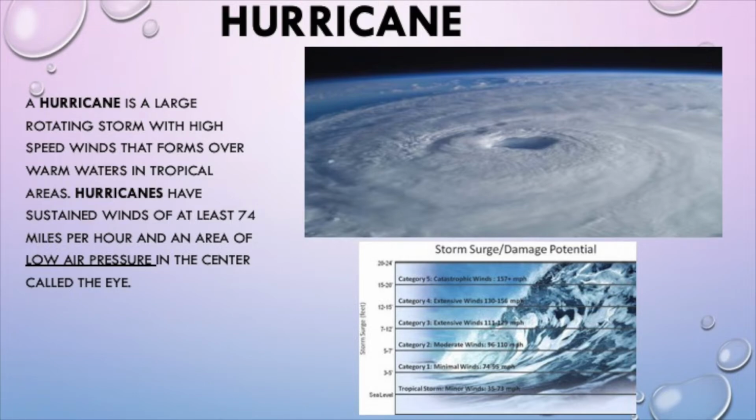A hurricane is a large rotating storm with high-speed winds that forms over warm waters in tropical areas. Hurricanes have sustained winds of at least 74 miles per hour and an area of low air pressure in the center called the eye. Warm water fuels hurricanes.